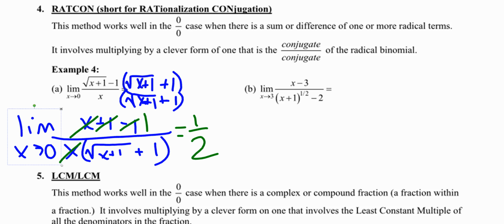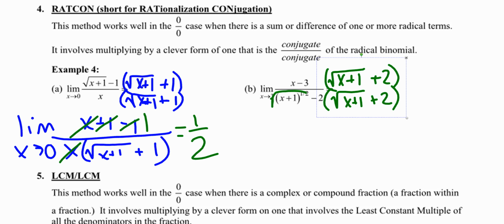You can do a similar thing here. Remember, this 1/2 power is just square root. Multiply by the conjugate, square root of x plus 1 plus 2, over square root of x plus 1 plus 2. This is rationalizing. This is where we don't want the square root in the denominator, because if we try direct substitution, we end up getting 0 in the denominator.